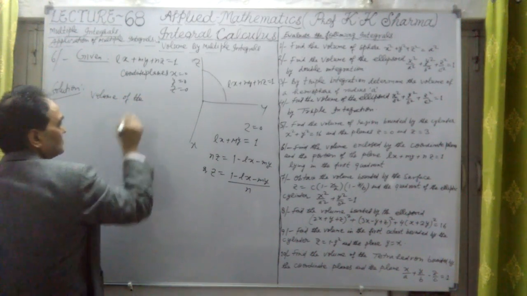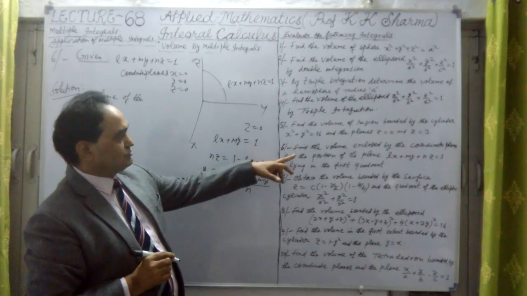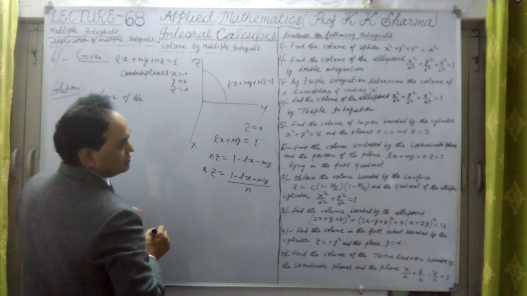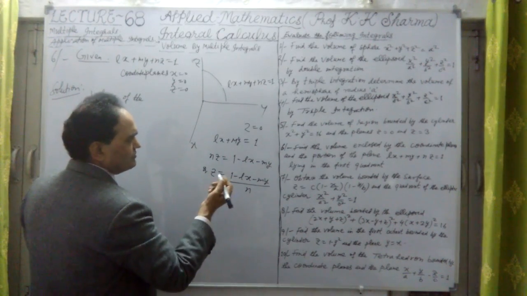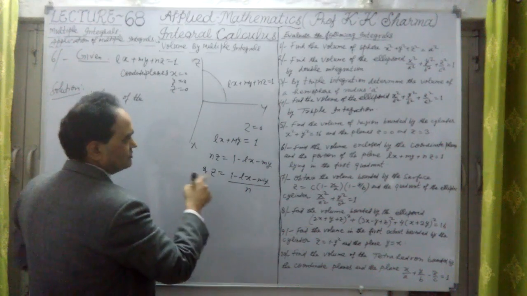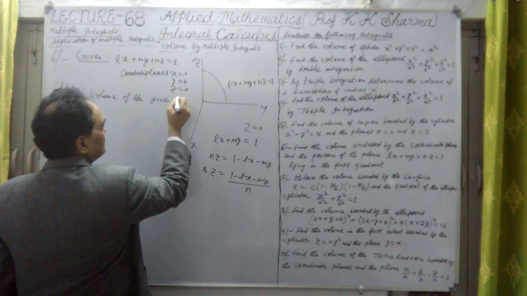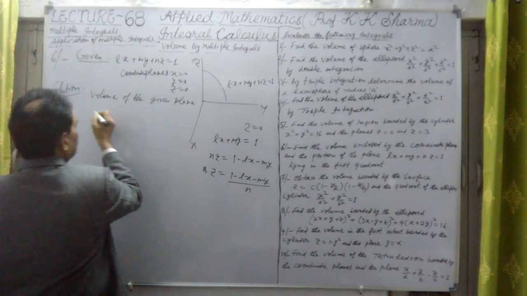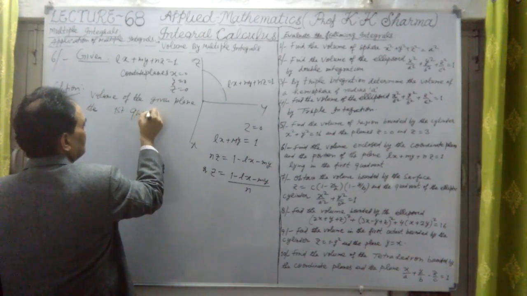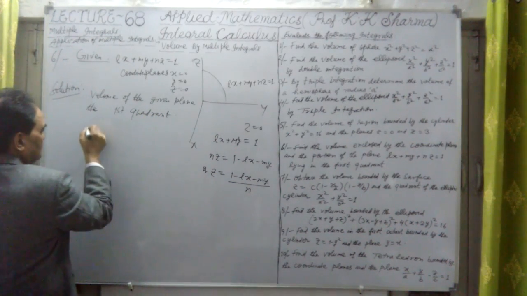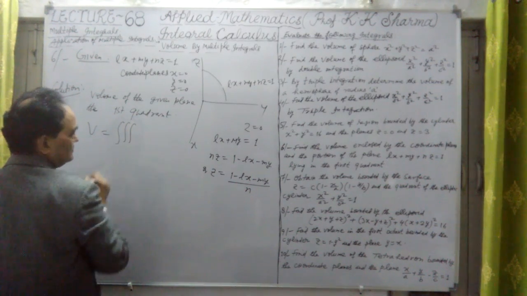So the volume of the solid enclosed by the coordinate planes, the volume of the given plane or required plane in the first quadrant, is given by V equal to, let me take a triple integral here.